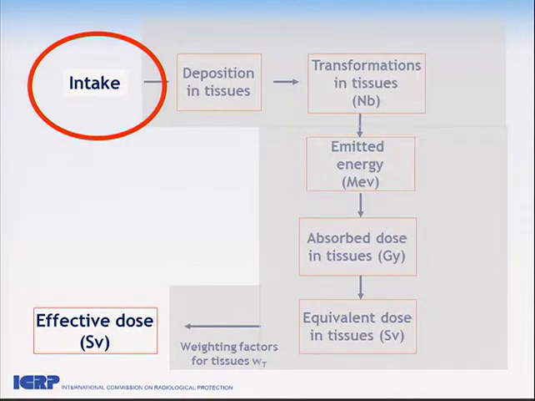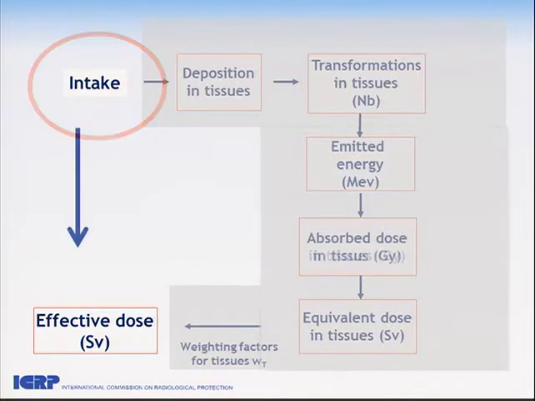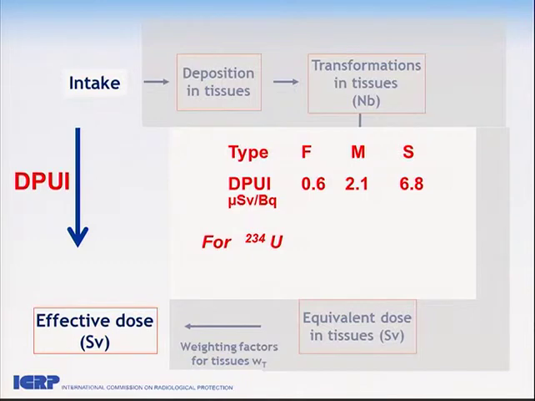You can ignore the dosimetric model and biokinetic model just by using one coefficient, which is called the dose per unit intake. That coefficient, of course, takes into account everything in the biokinetic model and dosimetric model, and is given as a small number here. And here you've got an example for uranium-234. Of course, we do have dose per unit intake for every radionuclide. In this example, you've got three numbers corresponding to different classes of inhalation.